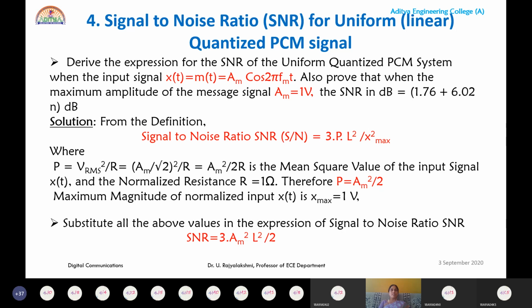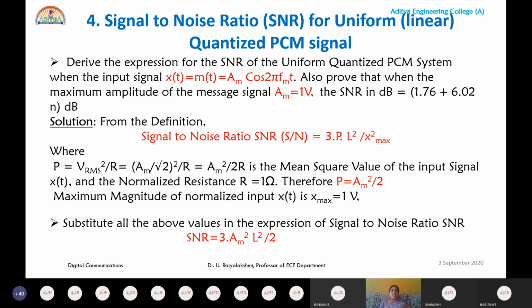In order to calculate the SNR, first you should calculate the peak power or signal power. How can you calculate the signal power? We assume it as capital P. Take the same variable capital P. What is the definition of signal power? It is defined as the ratio of the mean square value of the input signal to the resistance. For the normalized resistance, you can consider it as 1 ohm. The RMS value is nothing but the maximum value by root 2. The maximum amplitude of the message signal is Am, so Am by root 2 is the RMS value. Whole square, because we need VRMS square divided by R. So it will be Am square by 2R.